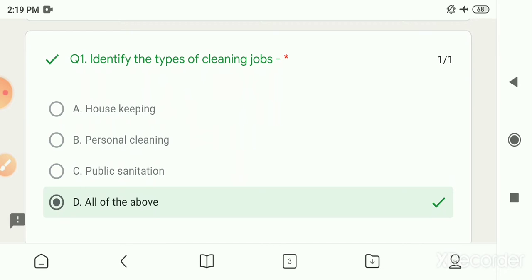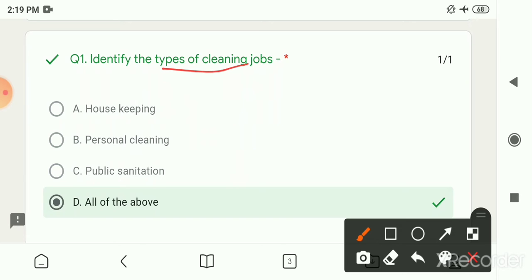Here total 25 questions are given to you and each question carries 1 mark. The first question is: identify the types of cleaning job. Which are the cleaning jobs from these options? Option A is housekeeping, next is personal cleaning, option C is public sanitation and option D is all of the above. So here your answer is option D, all of the above. Housekeeping, personal cleaning and public sanitation, these all are the types of cleaning jobs.